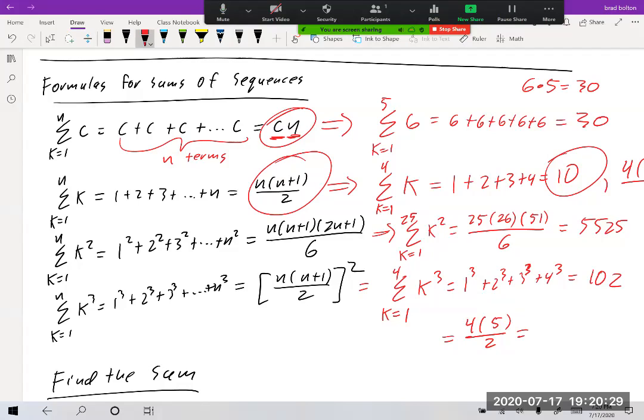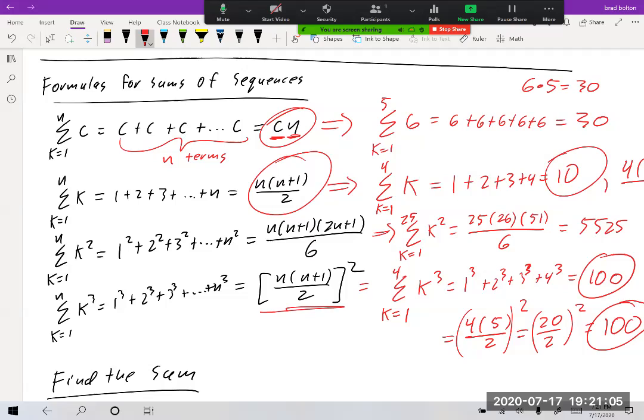So this would be 20 over, wait a minute, did I add wrong? I said 1 plus 8 plus 27 plus 64. It's 100, it's not 102. Sorry about that. I don't know where I got the 102 from. Oh, I typed in a 29 instead of a 27. Yeah, I knew something was wrong. So this has to then be squared. So this would be over 2 squared, which would be 10 squared, which is 100. So we get the same value. Again, it's the same thing if you do it the slow way or the quick way. So that's what these formulas do. They help us do things a little bit faster, okay?